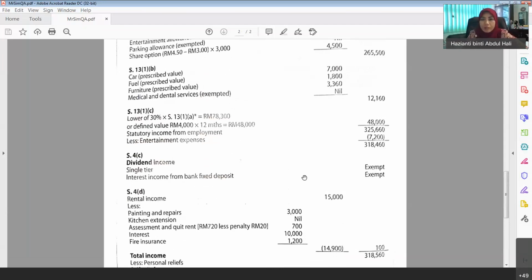Ada soalan tak? Any question tak? Ada, eh? Boleh, eh?